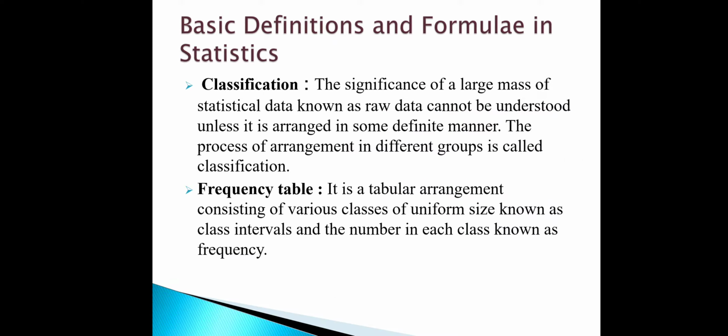The significance of a large mass of statistical data, known as raw data, cannot be understood unless it is arranged in some definite manner. So the process of arrangement in different groups is called classification. A frequency table is a tabular arrangement consisting of various classes of uniform size known as class intervals, and the number in each class is known as frequency.